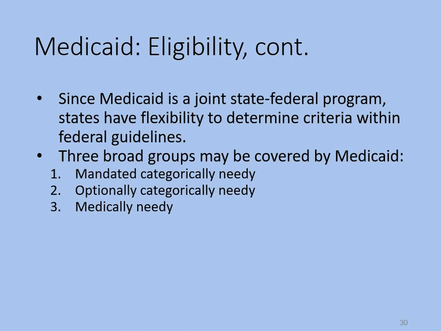Since Medicaid is a joint state-federal program, states have flexibility to determine criteria within federal guidelines. Three broad groups may be covered by Medicaid: the mandated categorically needy, the optionally categorically needy, and the medically needy. So again, we're talking about criteria developed by the federal government that the states have to follow. They may cover people in one category, but they have the option to cover other people in other categories. So the states have some flexibility in who they serve.